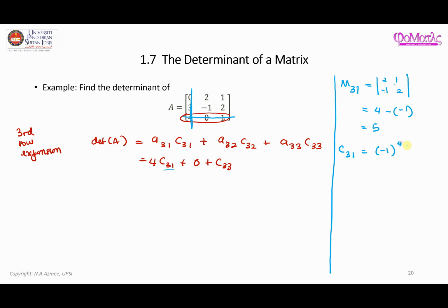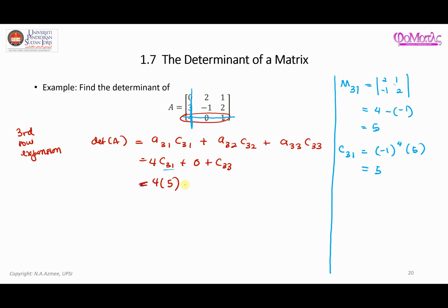Now, what is C31? C31 is negative 1 to the power of 3 plus 1, which is 4. Take the result here and put it right next to it. Negative 1 to the power of 4 is positive 1. Therefore, the final is positive 1 times 5, which is still 5. And we can just plug in the results here. So here we have 4 times 5.